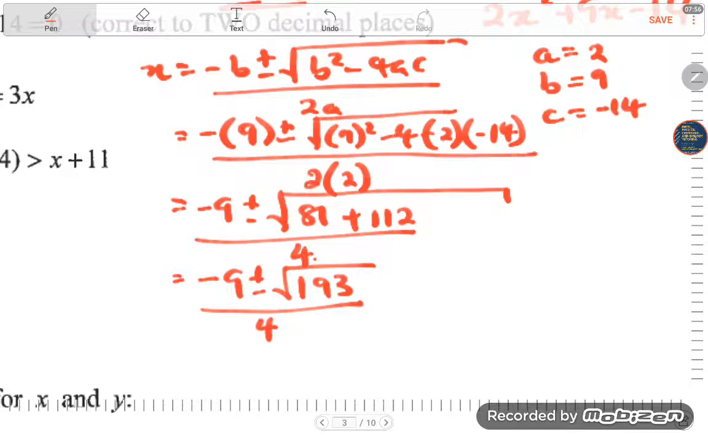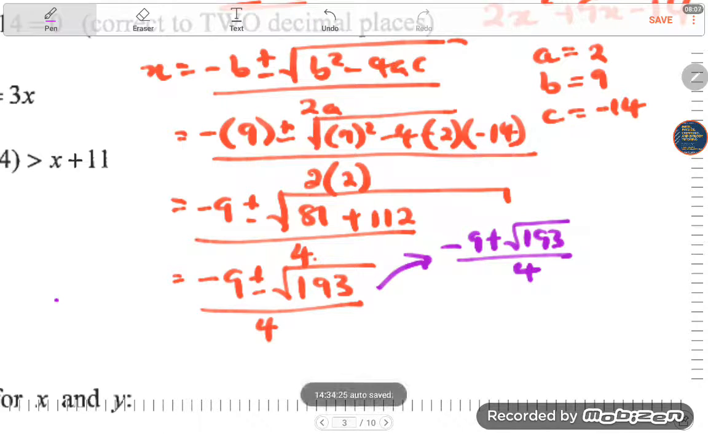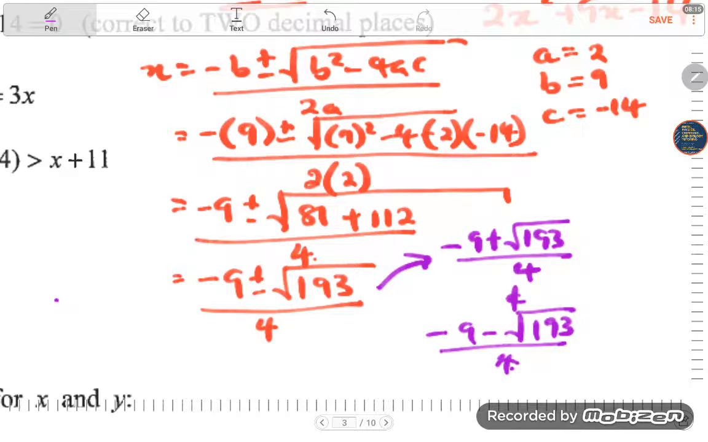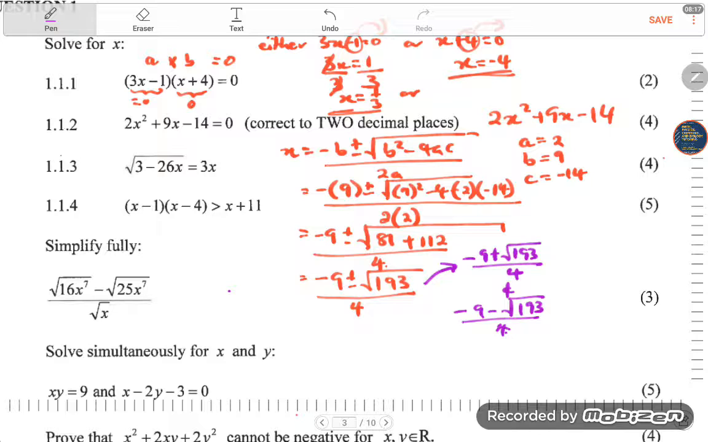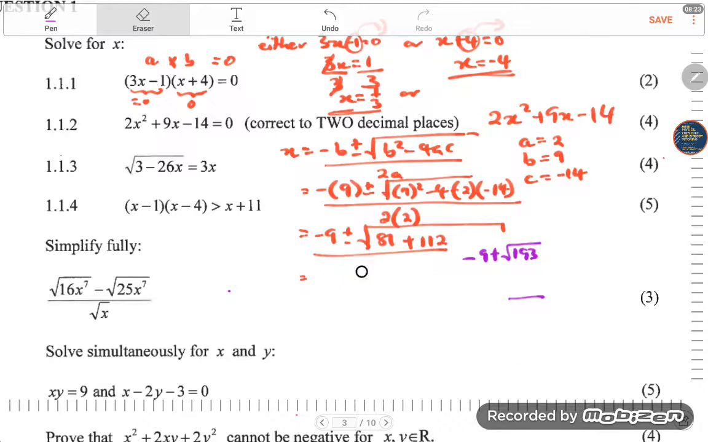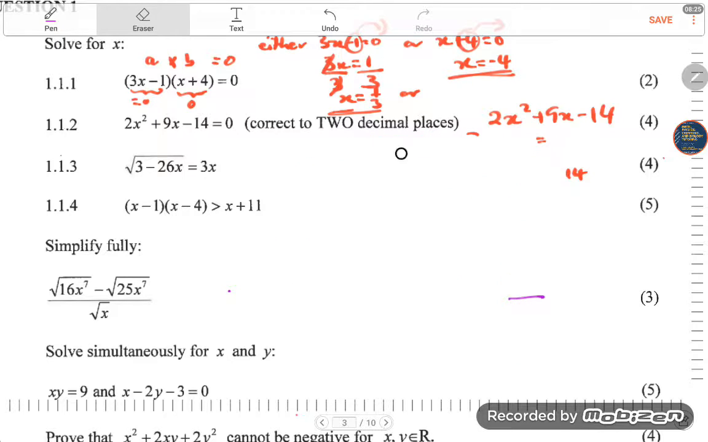So our solutions, which I'm going to try and use a different color for, are going to be given by -9 plus the square root of 193 over 4, and -9 minus the square root of 193 all over 4. Okay, this is our working, and these are our answers. Then you just punch them in. Okay, get rid of that now, so we can create the space.